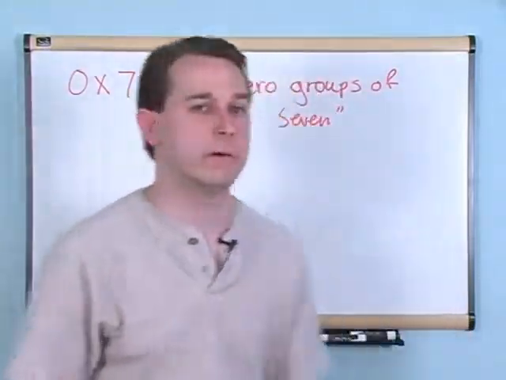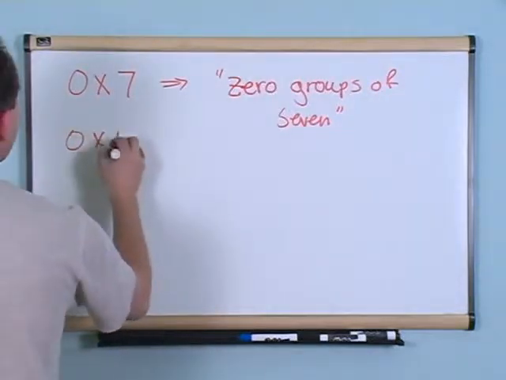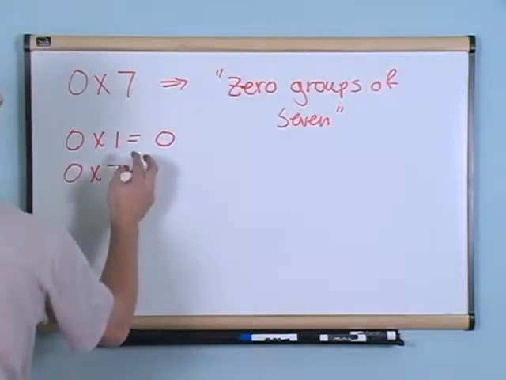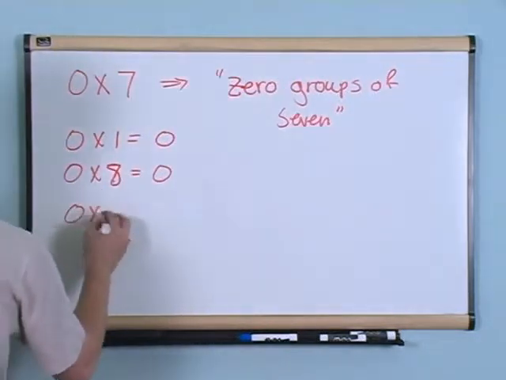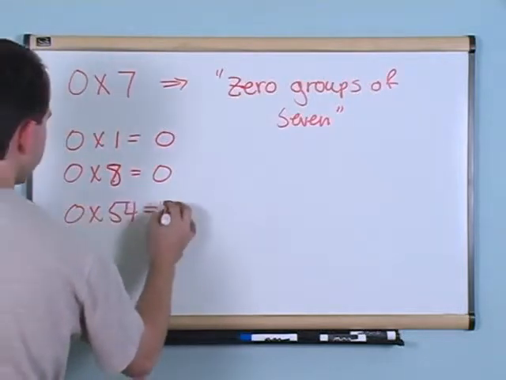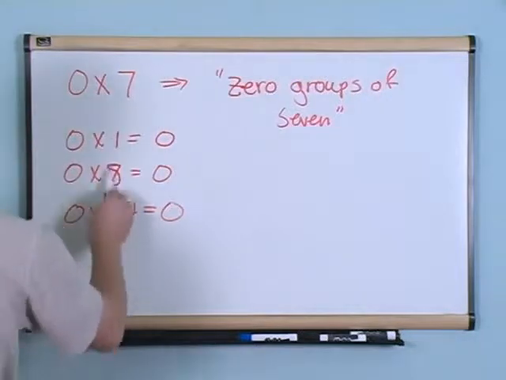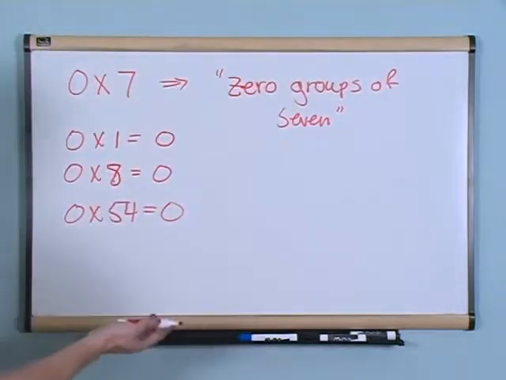So anything times 0 is 0, because this 0 cuts it down. 0 times 1 is 0. 0 times 7, well, we've already said that. 0 times 8 is 0. 0 times 54 is 0. Anything times 0 is 0, and that's exactly why, because you have this many units in a group, but you don't have any groups. And so when you add those up, you don't get anything.